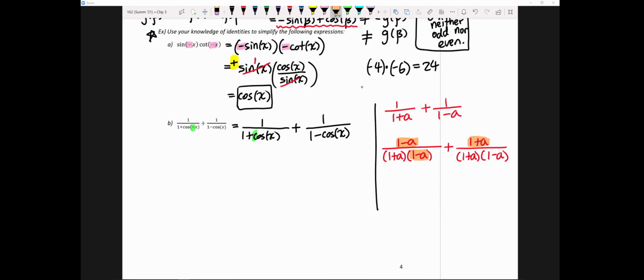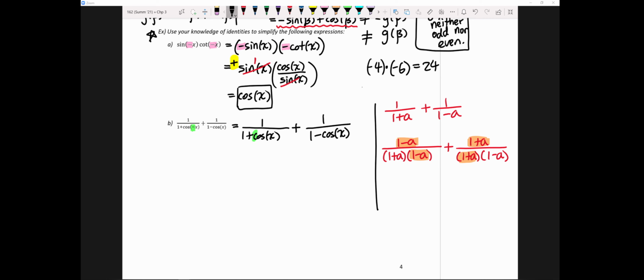Let me repeat that. Here, the first term, we are missing a factor of 1 minus a in the denominator. So we multiplied 1 minus a into the numerator and denominator. The second term, we are missing a factor of 1 plus a in the denominator. So we multiplied 1 plus a into the numerator and into the denominator. Whatever we multiply into the bottom, we also need to multiply into the top so that our fraction is equivalent. We want to get equivalent fractions, but now with the same denominator.